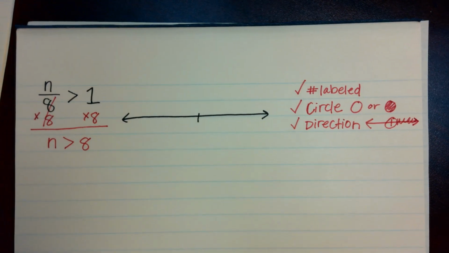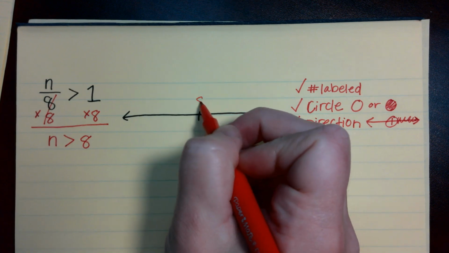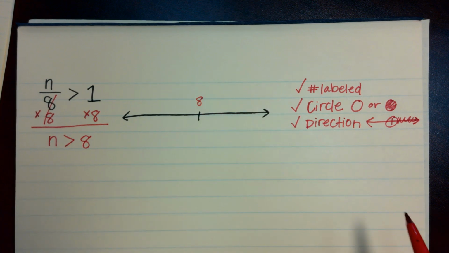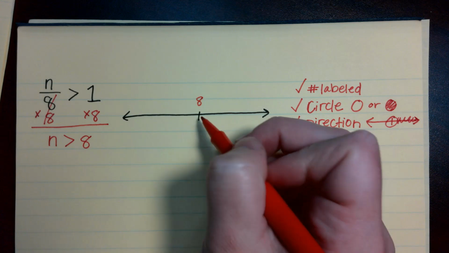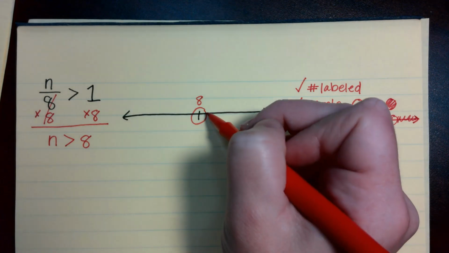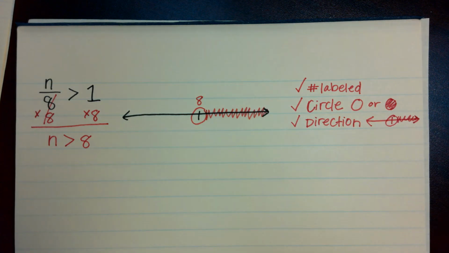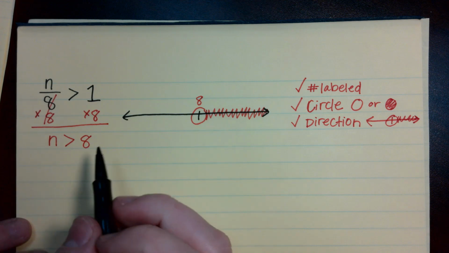Okay, so step 1, what number am I labeling? 8, very good. Circle open or closed? Open. And left or right? Right. N is greater than 8, very good. Okay, so that's a simple 1-step inequality. Let's look at a 2-step one.